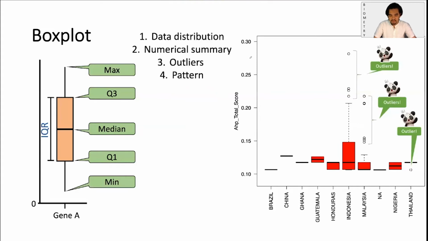From the box plot, you know the distribution of your data, and it also indicates the median and the variance by showing the interquartile range. All right, so by all means, the box plot also tells the numerical summary of your data. It also indicates which data points are considered outliers. By having this kind of distribution, it shows the pattern of your data across many categories.